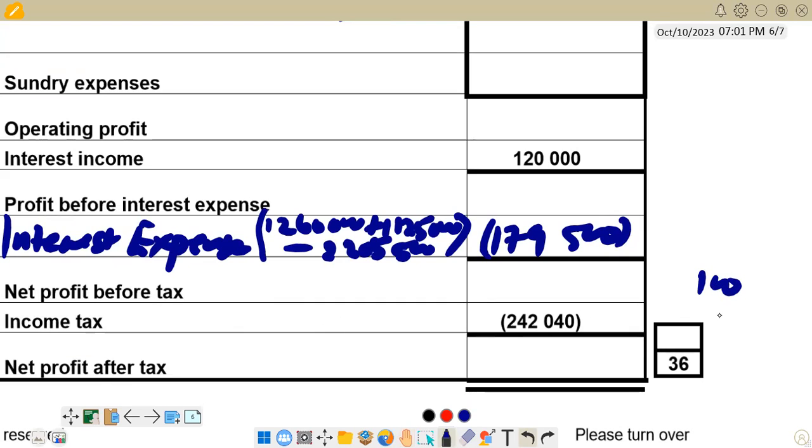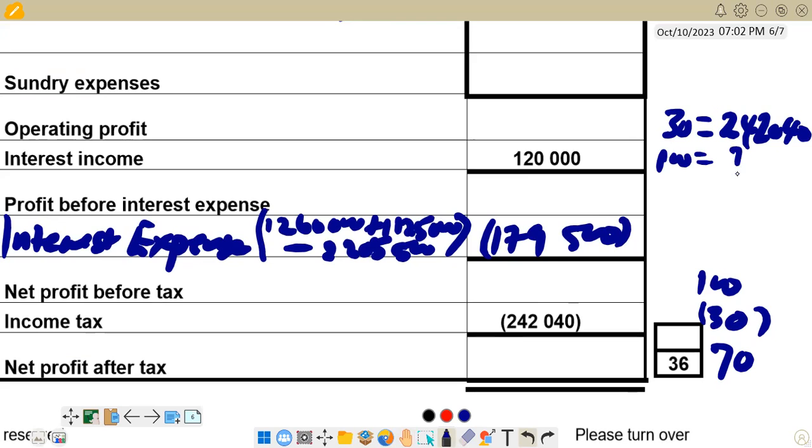And income tax we are given is 30%. So our net profit after tax, because here we are subtracting, is 100 minus 30, which is 70. So we just make a proportion here. We are given the 30%, so we are saying 30 is equal to 242,040. Then the figure that we want here is net profit before tax, which is 100. That is the question mark.